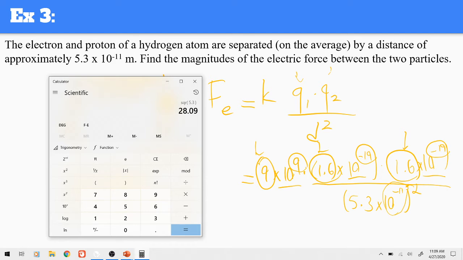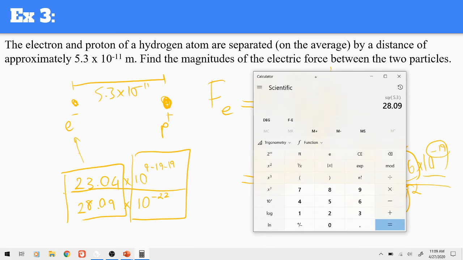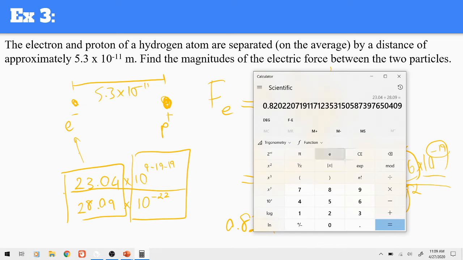So let's look at the numbers. So let's divide the numbers first. 23.04 divided by 28.09. So that gives you 0.82. So 0.82 times, then we are going to be basically dealing with the power.